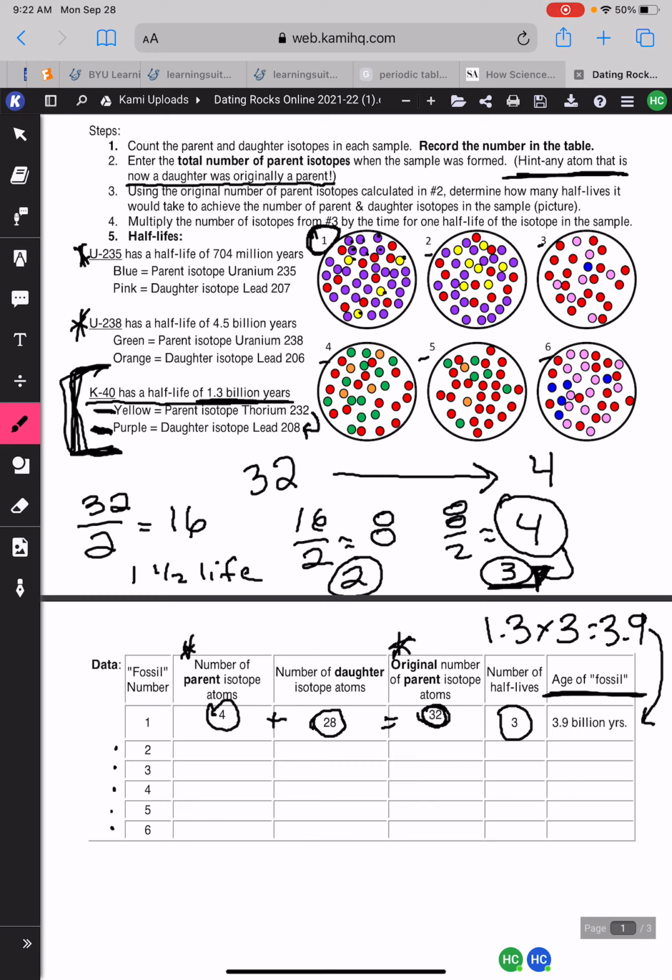But this is basically the process scientists use to figure out how old rocks are, how old fossils are, how old the earth is, things like that. This is a little bit more basic than what they do, but this is the process. So you're starting to do some real science now, and it's really cool.